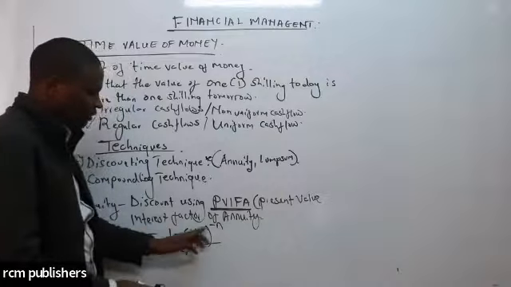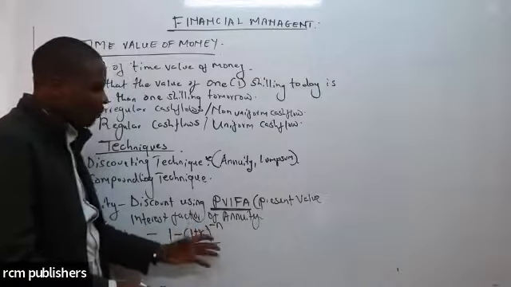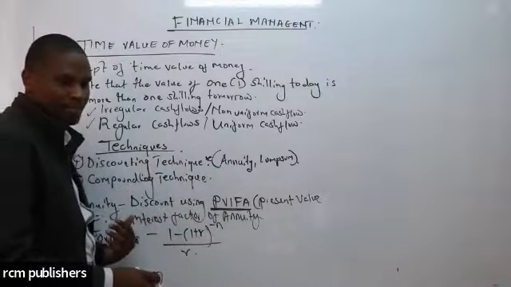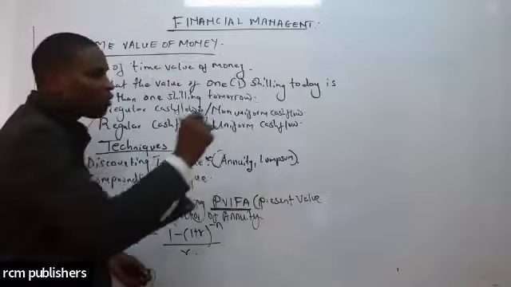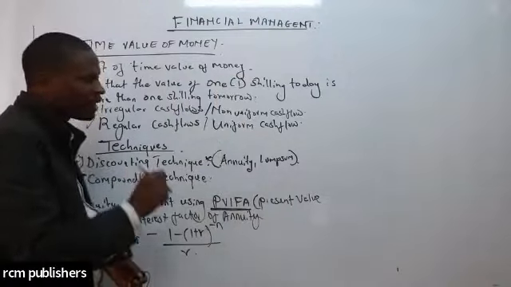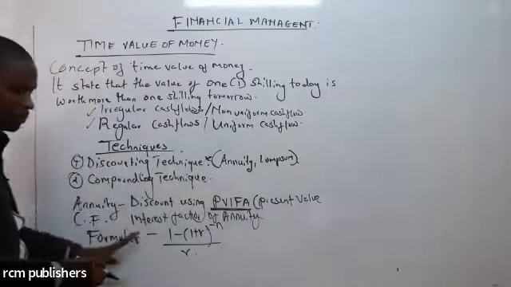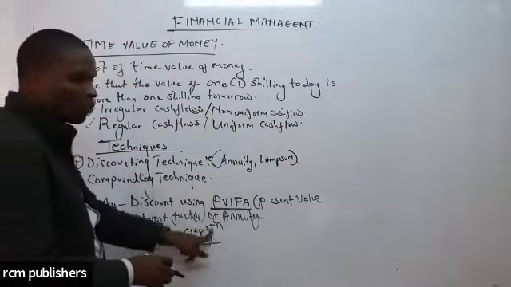1 plus R raised to power negative N. Why are we using a negative N? Because we are coming to present. So we are coming from future. I hope you remember the number line that you used to draw. Coming from future, you're coming back to present. So that's why we use a negative.